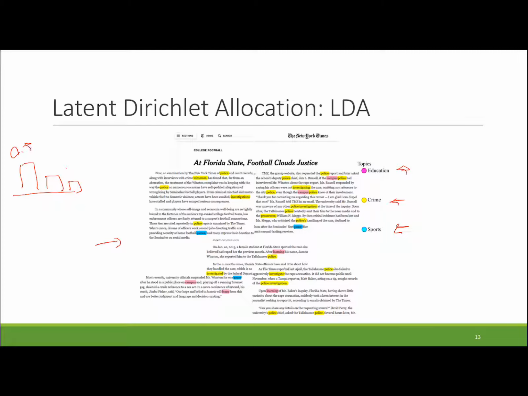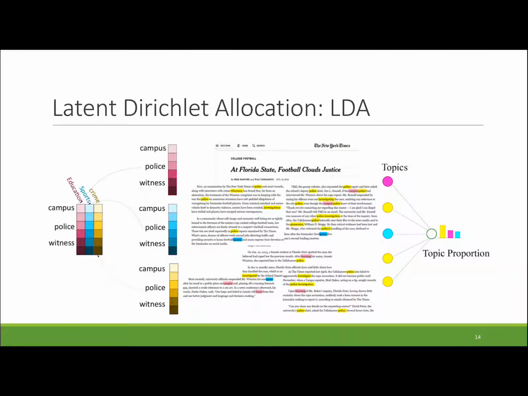And I'll say that half of the words that I'll see are going to come from a crime-related topic, 0.3 of them are going to come from sports-related, and 0.2 are going to come from education-related topics, right? So this is exactly the assumption in LDA. The topics are generated from a topic proportion, and the words given each topic are going to be drawn from the topic word matrix.